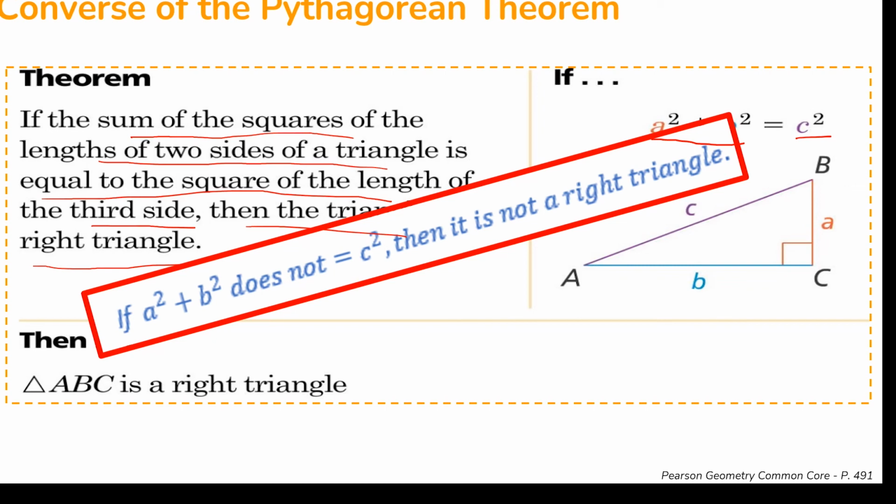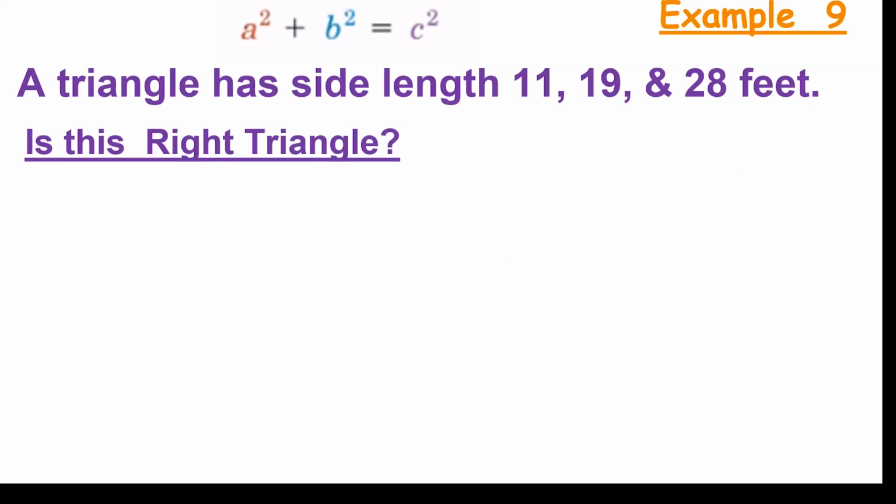Okay, so let's take a look at this example here. It says a triangle has side lengths 11, 19, and 28. Is this a right triangle? So those two shorter sides, 11 and 19, are my legs. Or they're the shorter sides, rather. So they're going to be A and B. And then C is going to be your longest side. Alright, so let's just plug it in. 11 squared plus 19 squared is equal to 28 squared.